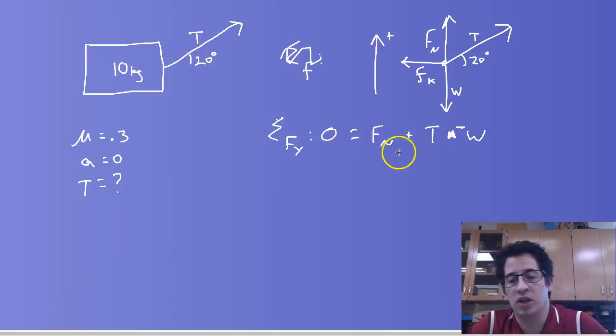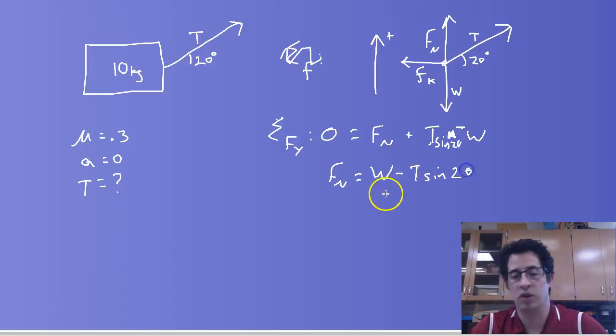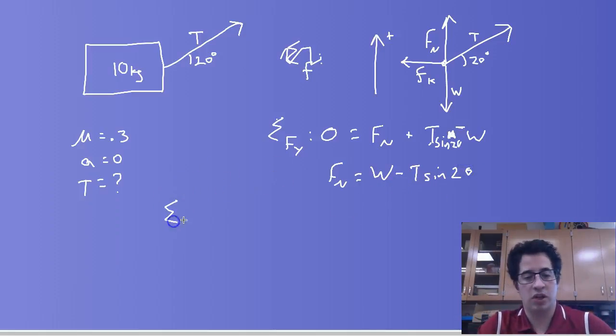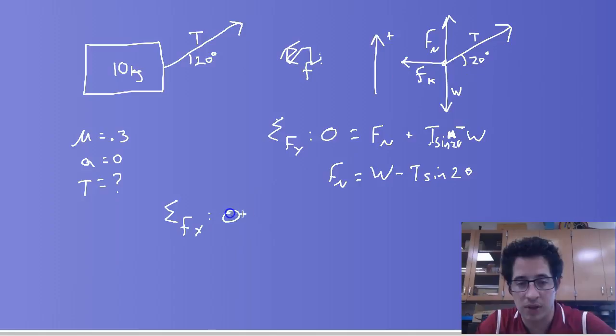At this point, we could solve this for tension, or we could solve this for normal force. Let's solve it for normal force. The normal force is equal to, we add this over and subtract that over, W minus Ty, the part of T that's acting in the y direction. So minus T sine of 20. Now let's do a net force equation for x. We have two forces acting horizontally, so they add to be 0.